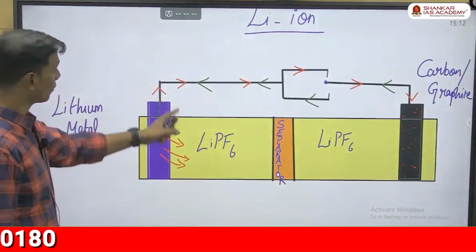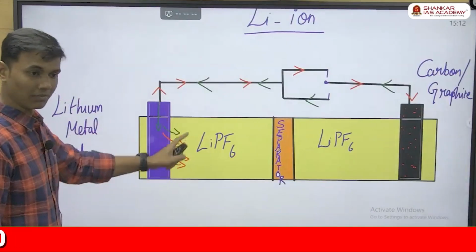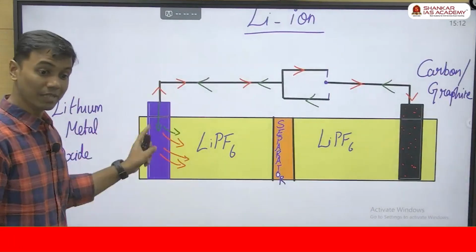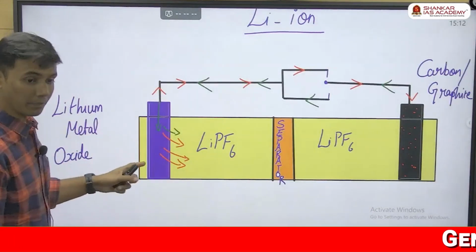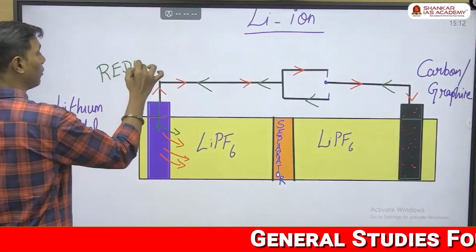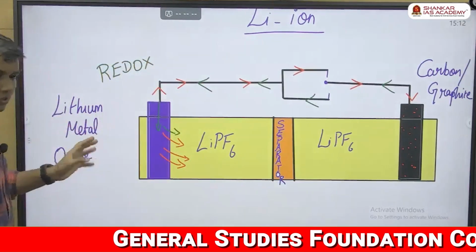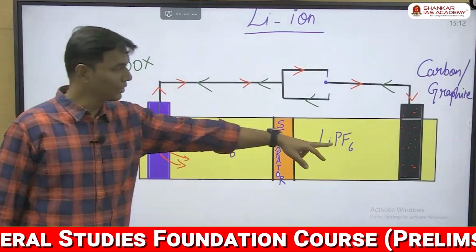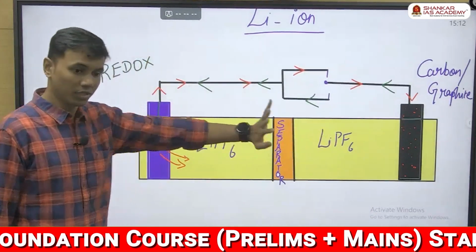Which metal is undergoing oxidation here? Lithium metal oxide. Which is undergoing reduction here? The same lithium metal oxide. Since oxidation and reduction happen in the same site, we call it a redox reaction. Oxidation plus reduction, together it's called redox. In this case, is there any reaction happening there? No, it is just storing it.